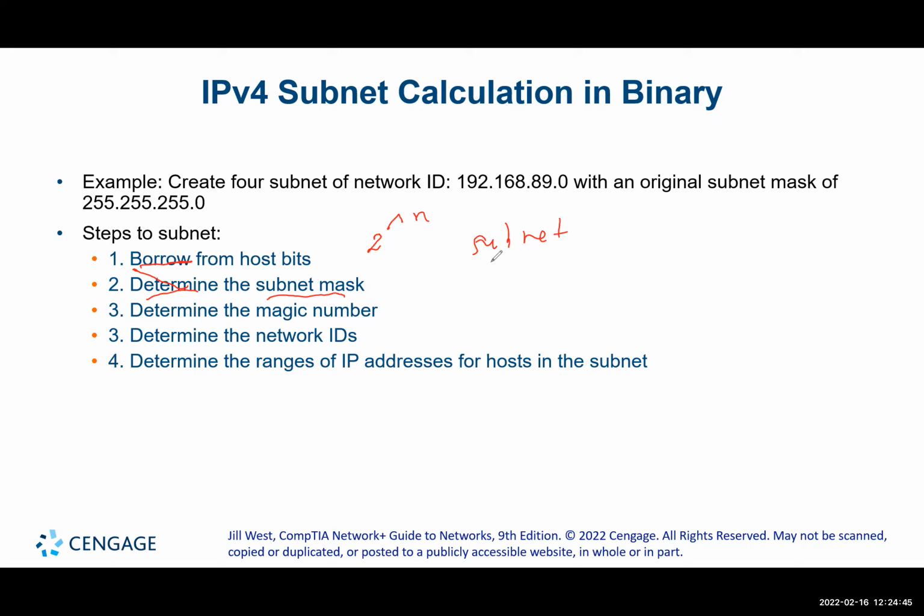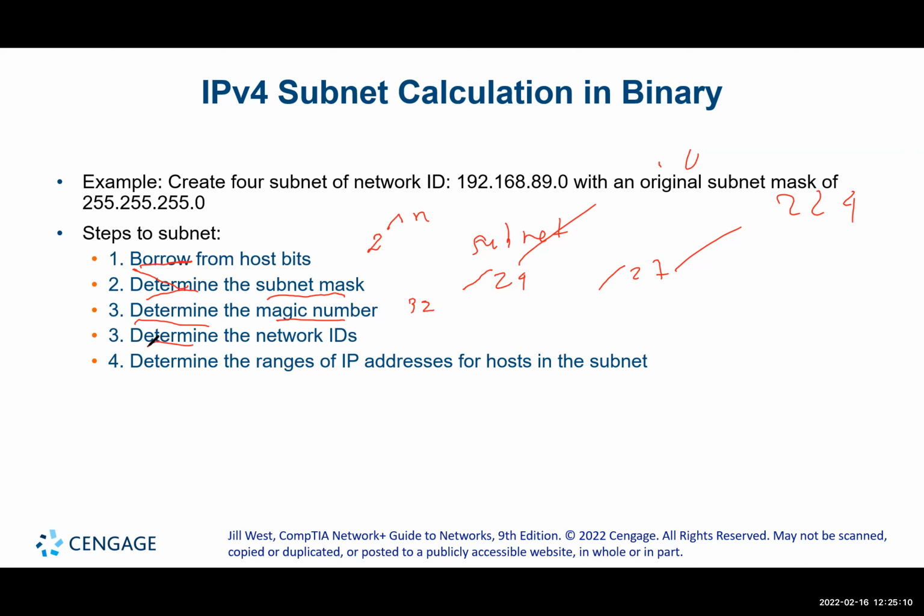See, if you borrow 3 bits, at the beginning you have slash 24, now you have slash 27. Of course, slash 24 is 255.255.255.0, but this one here you have 255.255.255.224. All right. Now the next one, you determine what the magic number is. The magic number for this example is 32, right? You have the 32 here.